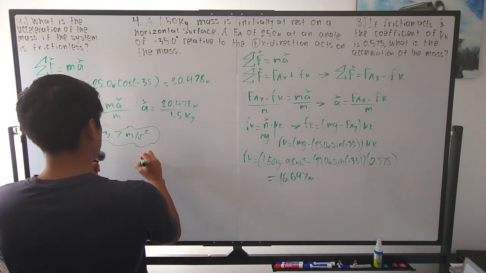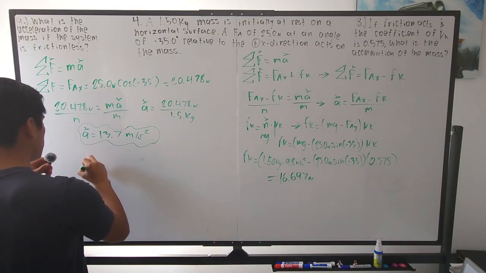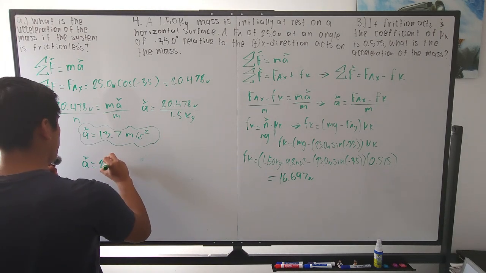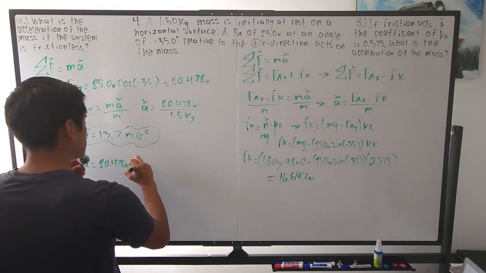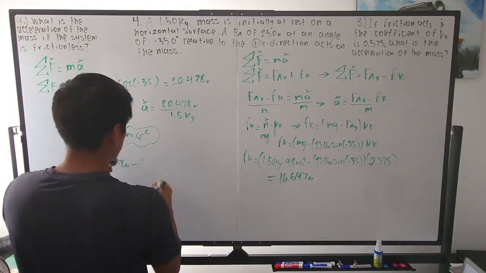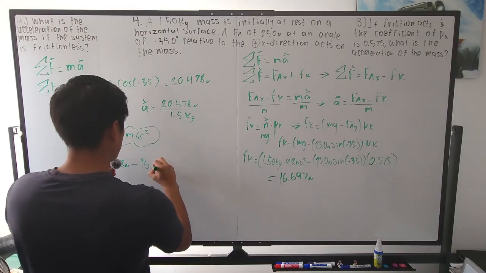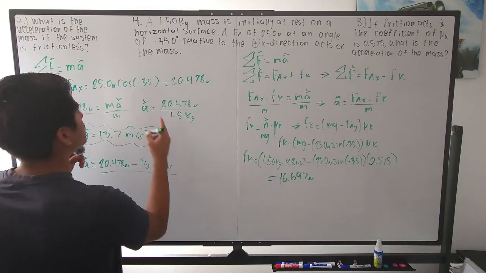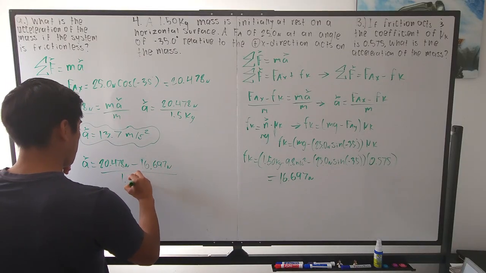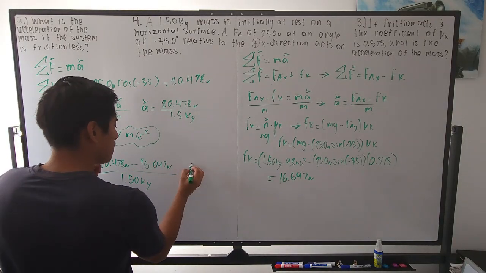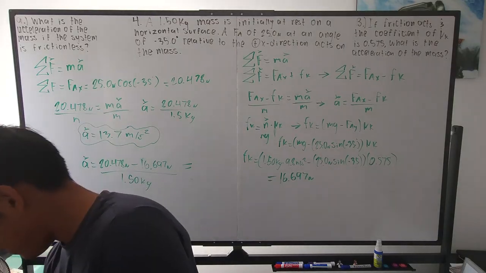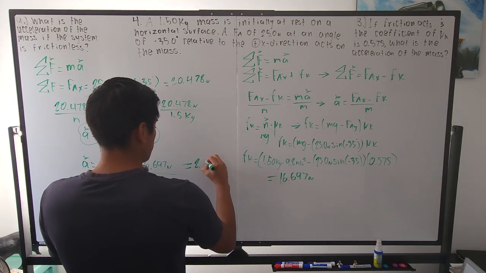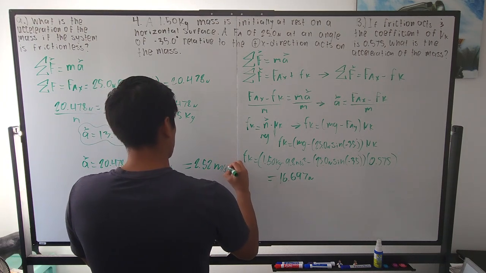So we have that the acceleration is equal to the force applied in the x, which is 20.478 newtons, minus the force of kinetic friction, which we just solved for, 16.697 newtons, all over the mass of the object, which is 1.5 kilograms. Plugging that into your calculator, rounding, you'll get an answer of 2.52 meters per second squared.